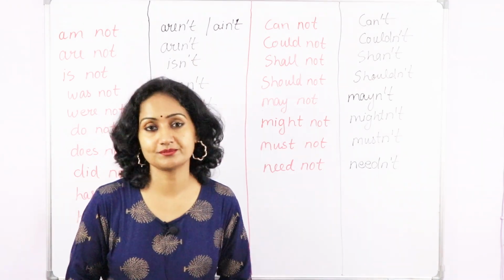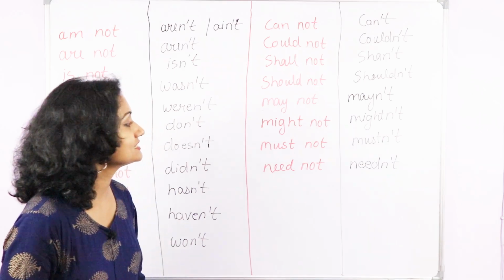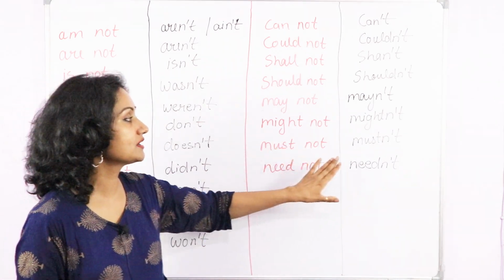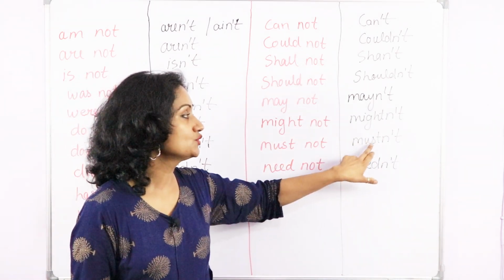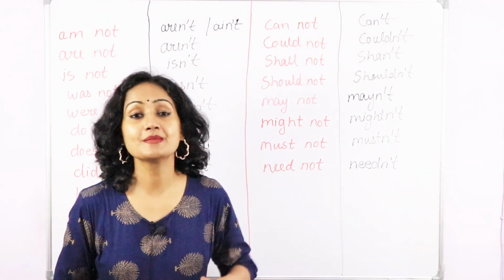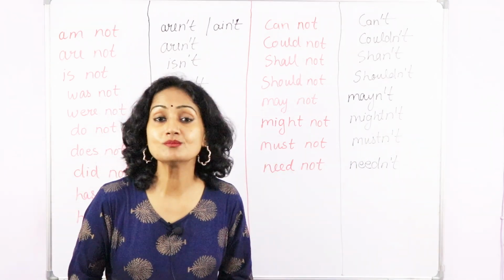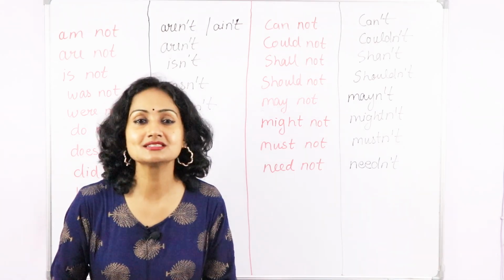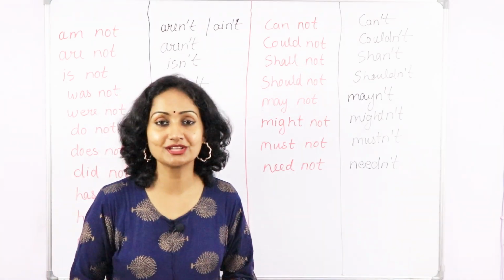He mightn't come. Mightn't. Next is must not. Must not becomes mustn't. M-U-S-T-N apostrophe T. Mustn't. You must not go there. You mustn't go there.